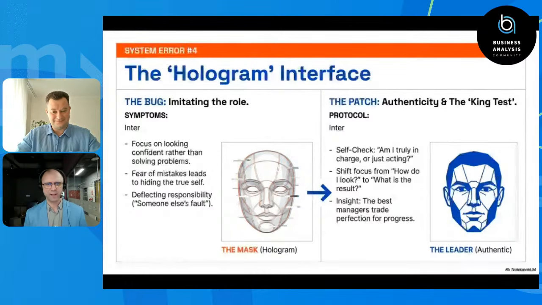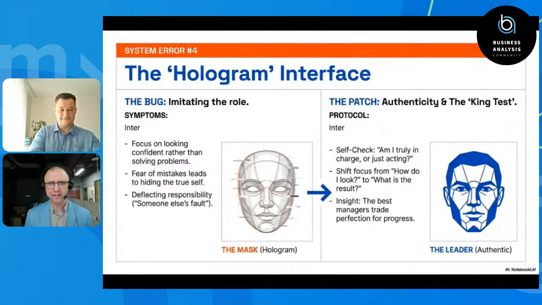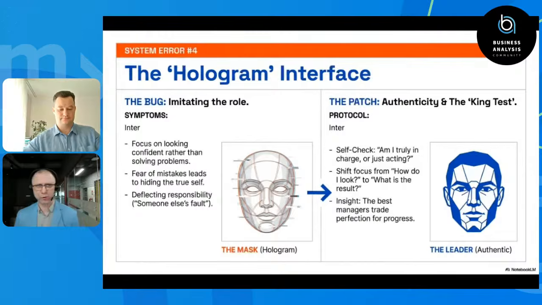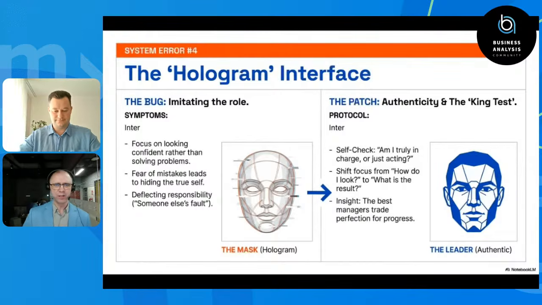What does it mean, the hologram mask for manager? Okay, let's rephrase it then. Imitating the manager role. It means imitation. So one of the subtlest traps for new managers is playing the role of a leader, of a manager, rather than truly leading or administrating or managing. Sometimes we copy what we think a real manager should be like, hiding our true selves behind the mask, focused more on the image than on achieving results.